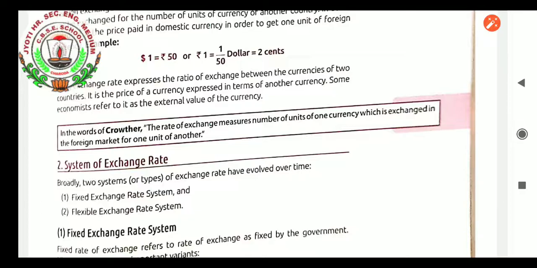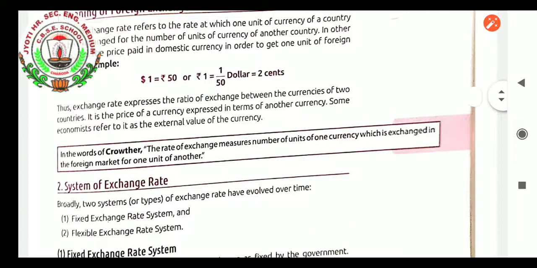Or if we want to know how much we have to pay for $1, we must know that we have to pay 50 rupees. So 1 rupee equals 1 by 50 dollars, which is 2 cents. We have to give that so as to get $1. Thus, exchange rate expresses the ratio of exchange between the currencies of two countries. It is the price of a currency expressed in terms of another currency. Some economists refer to it as the external value of the currency.